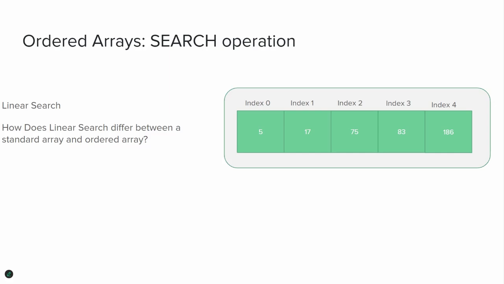Essentially what we discussed in that video was the linear search, right? We're just checking each value of the array until we find the value that we're looking for, or if it's not there. So how does this differ when it comes to a standard array and an ordered array?